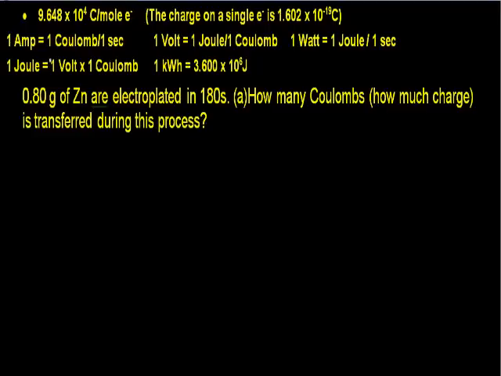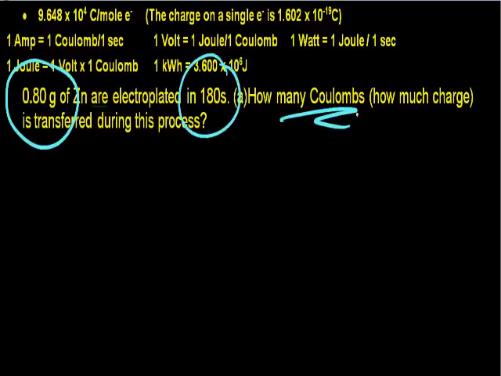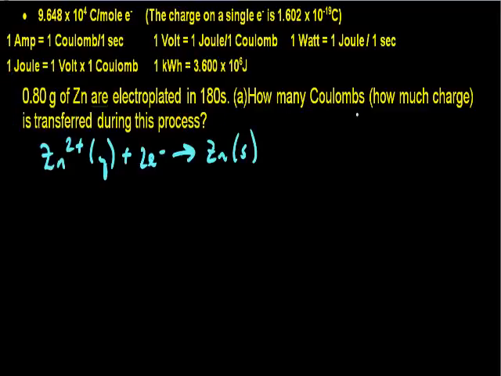Let's take a look at an example problem. Here we have 0.80 grams of zinc that are going to be electroplated in 180 seconds. How many coulombs are transferred during this process? Our first step is writing the reduction half reaction for the reduction of aqueous zinc ions to elemental zinc. We want to notice that this is in a 1:2 ratio, indicating that for every 2 moles of electrons that get transferred, we're going to deposit or reduce 1 mole of zinc ions to elemental zinc.